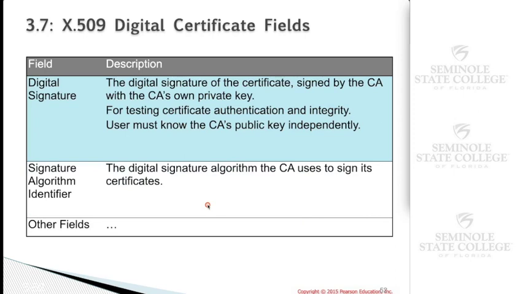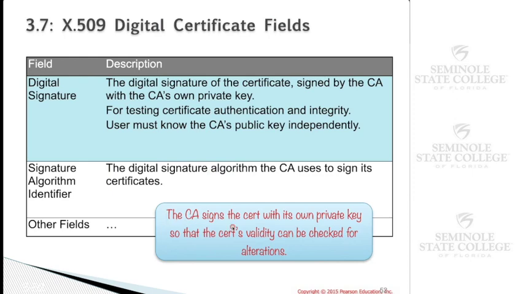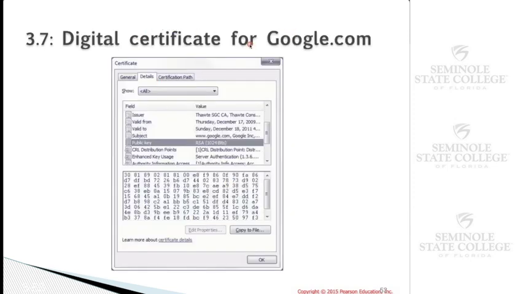The other thing that you have to know is the digital certificate is signed by a certain certificate authority. The certificate authority signs the cert with its own private key, so that the cert's validity can be checked for alterations. Okay, so you can even look at the cert and say, has this certificate itself been compromised? And you can certainly look at that and figure out whether it is valid or not. If you look at the digital certificate for google.com, for example, in this slide, you see that the public key is available right here.